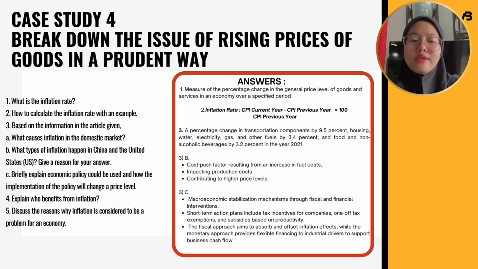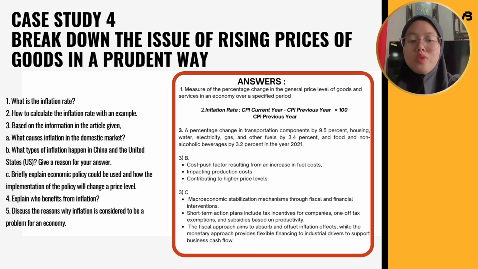For answer number 1, the question is what is the inflation rate? The inflation rate is a measure of the percentage change in the general price level of goods and services in an economy over a specific period. In this article, it is mentioned that the inflation rate for December 2021 is 3.2%.